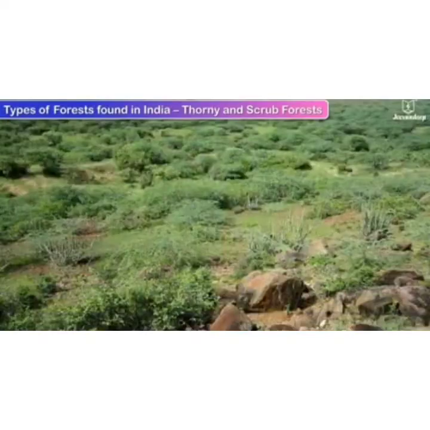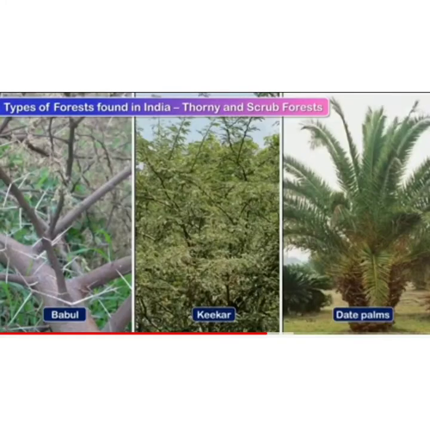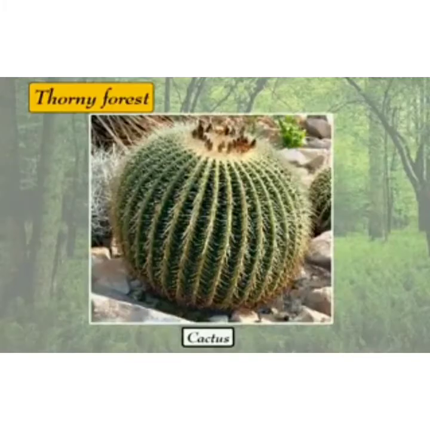Thorn forests grow in areas that receive very less rainfall. They grow in the desert regions of Rajasthan, Gujarat, and Haryana. These forests have trees with long roots that go deep into the soil. These plants and trees can survive without water for long durations. Babool, kikar, and date palms are the most popular trees of thorn forests.